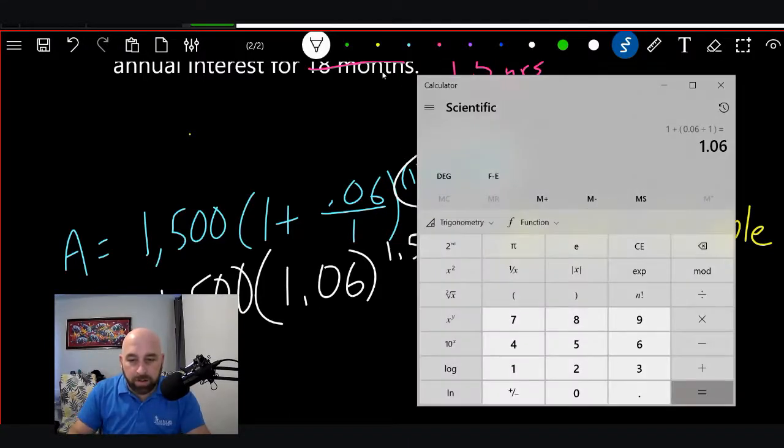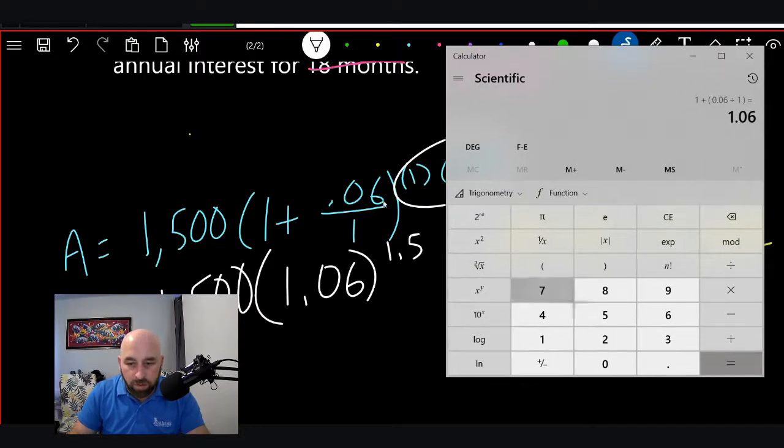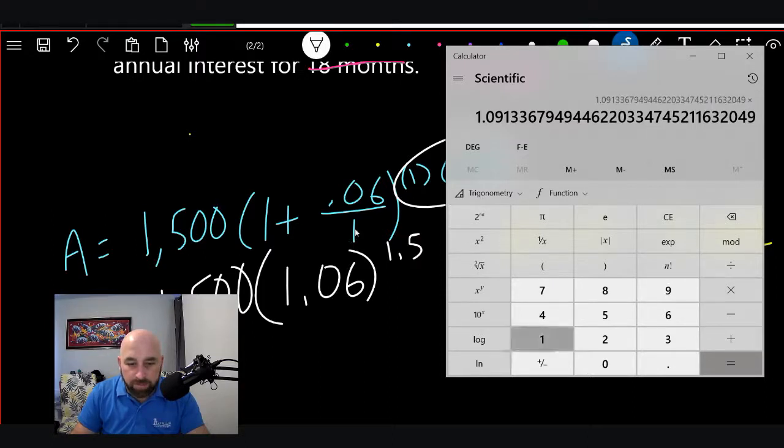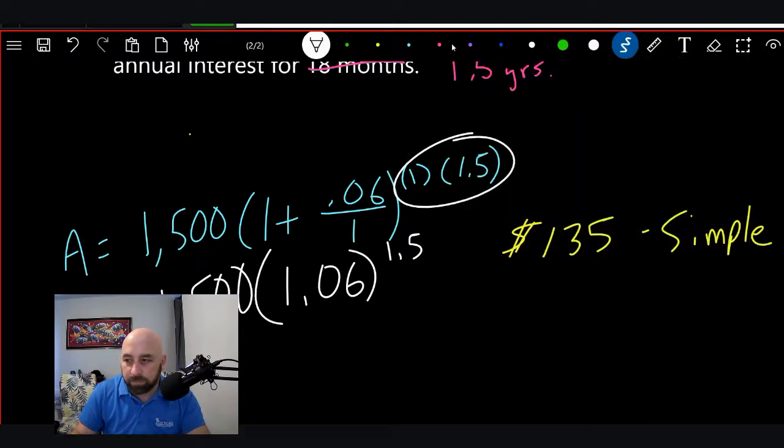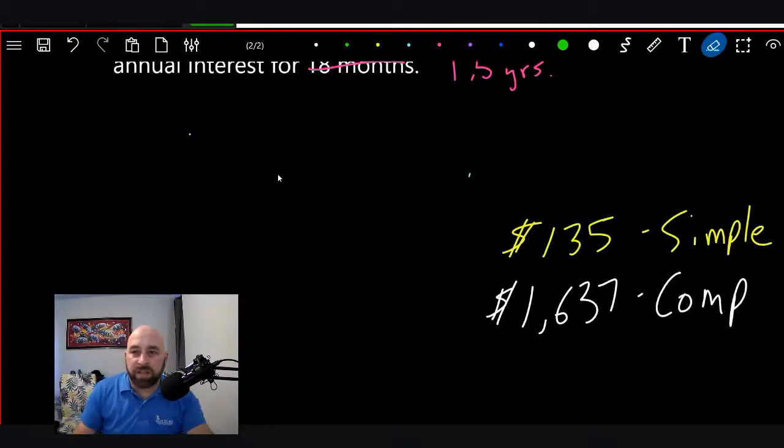So go back to the calculator, and so we're going to raise this to the 1.5 power, and that equals 1.09, and then we're going to multiply that times 1,500. That's going to give us $1,637. So 1637. And that's compound. Okay, you see a difference right here, right?